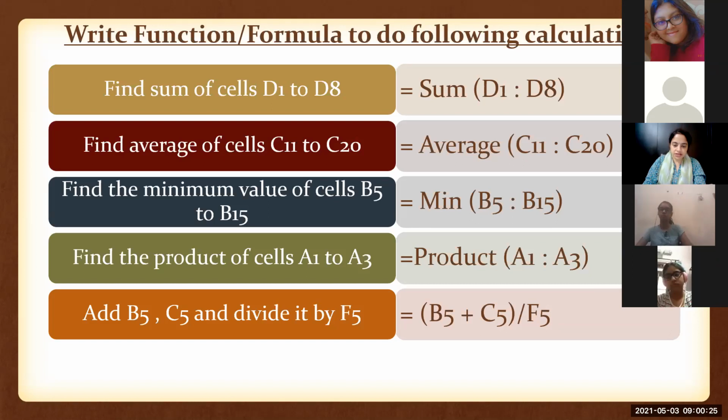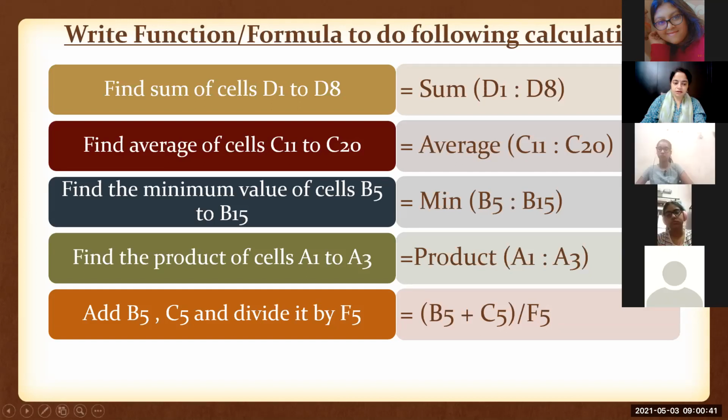But give these two values in bracket because first addition should be done, then it should be divided by F5. अगर हम bracket use नहीं करेंगे तो क्या होगा? C5 divided by F5 will be performed first according to the BODMAS rule. So division पहले हो जाएगी. After that addition will be done. So to do the addition first we will use the bracket: is equal to bracket B5 plus C5 bracket close divided by F5. So that first the values of these two cells are added, then divided by F5. So give brackets.